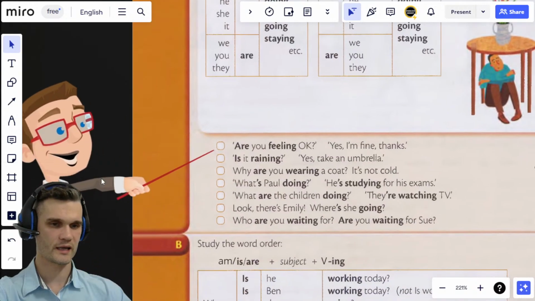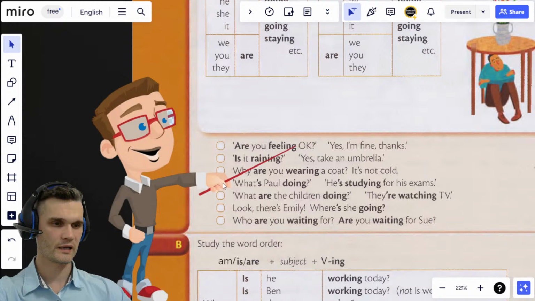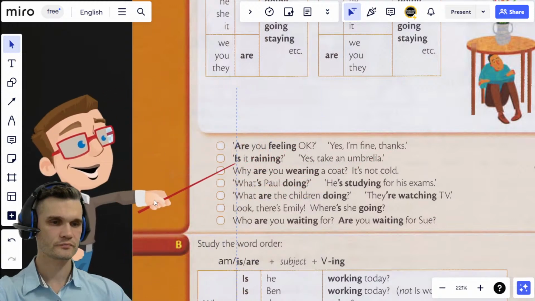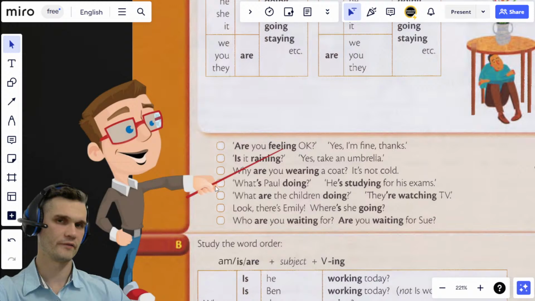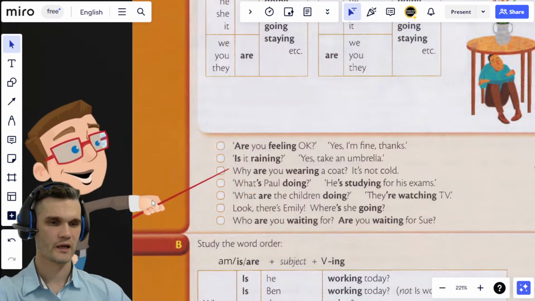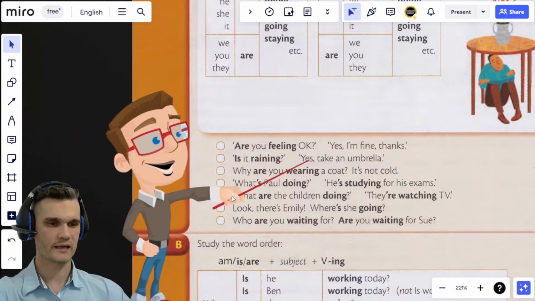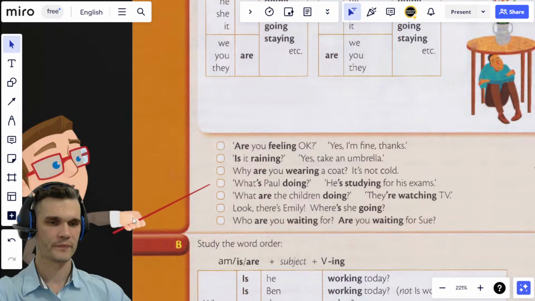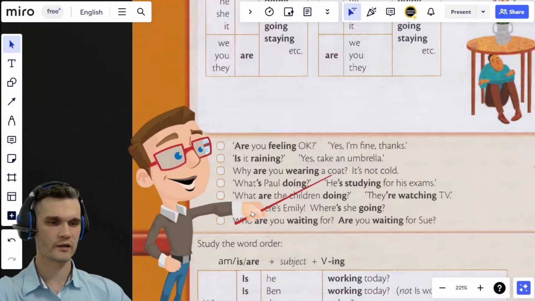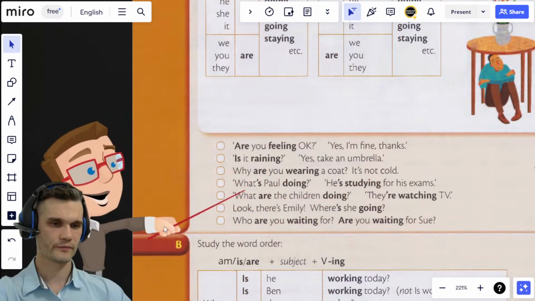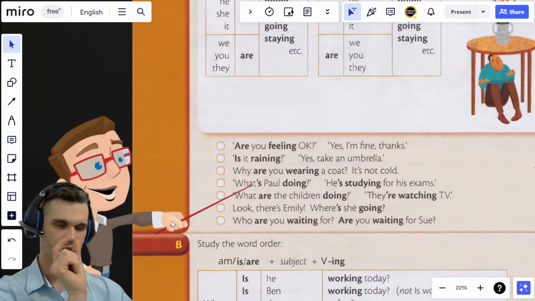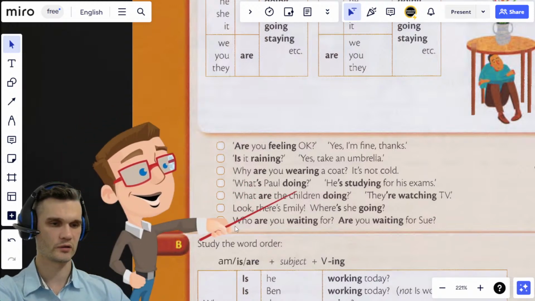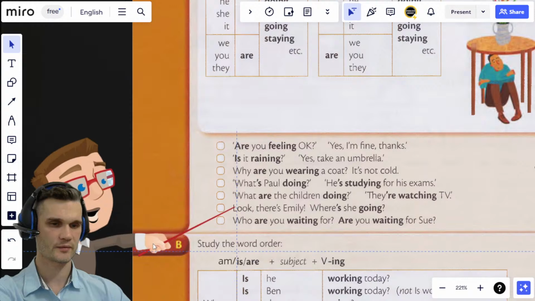So let's look at the examples here. Are you feeling okay? Yes, I'm fine, thanks. Are you feeling? You are feeling positive, and this is a question. It is raining. Yes, take an umbrella. Why are you wearing a coat? It's not cold. What's Paul doing? It's like a contracted is here. What is Paul doing? He's studying for his exams.